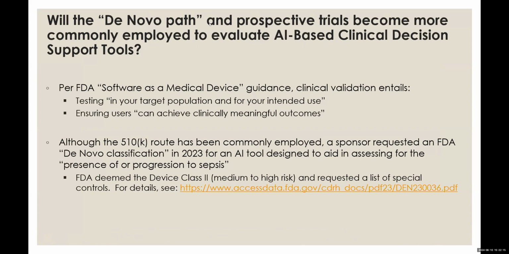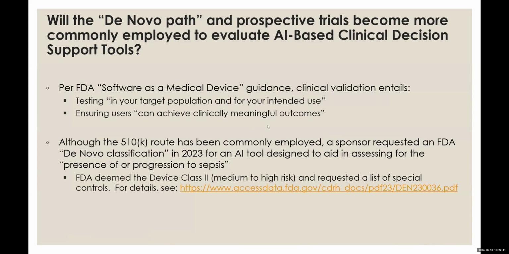Will the de novo path become more commonly employed in the future? I think I can't speak on behalf of FDA. I'm not an agent of FDA. But per the guidance, clinical validation entails testing in your target population and for your intended use. That's a direct quote. And ensuring that users can, quote, achieve clinically meaningful outcomes.